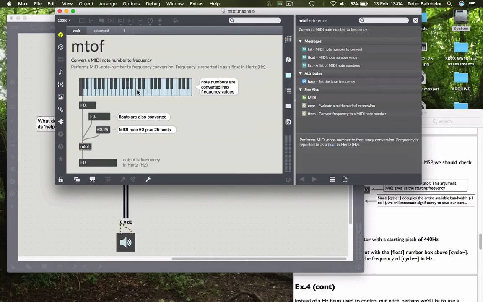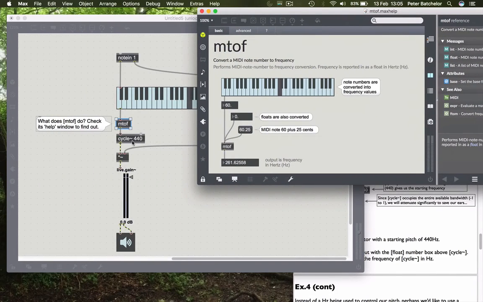So you remember that each key of the keyboard is allocated a number, and so if I hit this one, which is middle C, we get the note number 60. But the thing is that the cycle object can only handle frequencies, which I don't think I made very clear earlier on. The default that I put in here was 440, so it was 440 Hertz, but it will only stay at 440 Hertz for as long as I'm not sending anything new into its left-hand inlet. When I do, then it will play the frequency that's input.